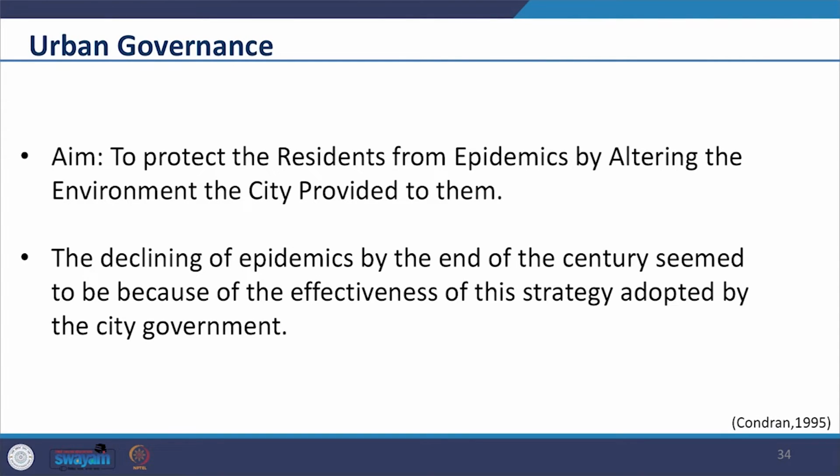We also see the role of urban governance. The city government's response to epidemic disease through a series of activities changed the course of the 19th century. It aimed to protect the residents from the epidemics by altering the environment the city provided to them. The decline of epidemics by the end of the century seemed to be because of the effectiveness of this strategy adopted by the city government. So, here we see the role of political and economic theory and also see how governance, urban governance, can improve the environmental situation related to health.